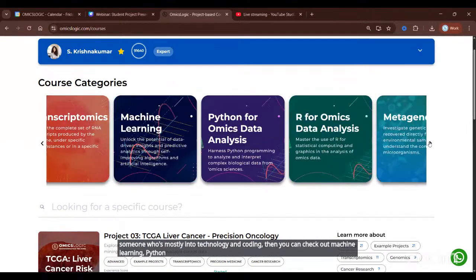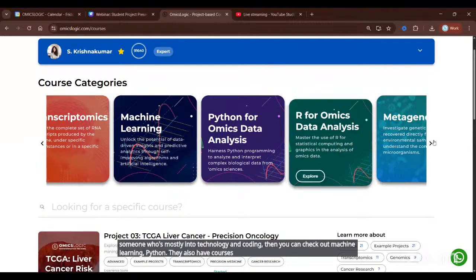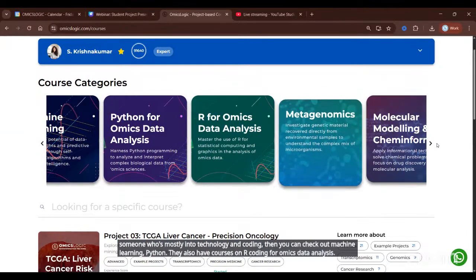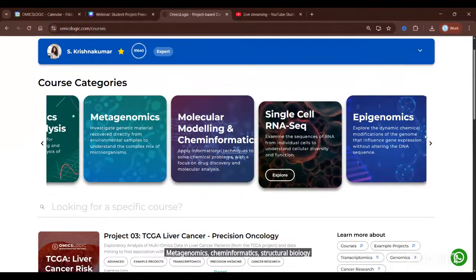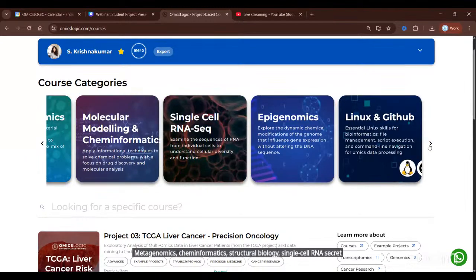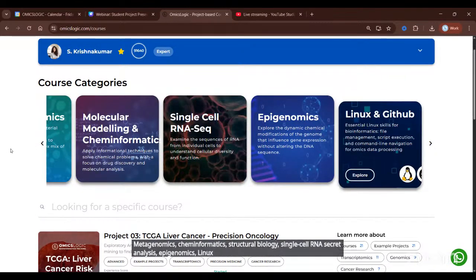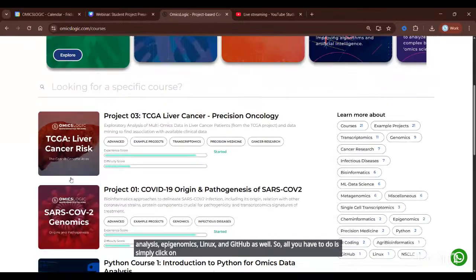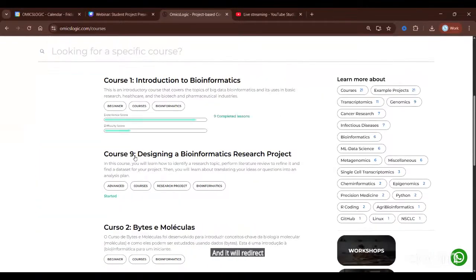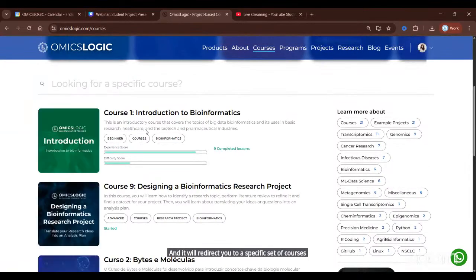We also have courses on R coding for omics data analysis, metagenomics, cheminformatics, structural biology, single cell RNA-seq data analysis, epigenomics, Linux, and GitHub as well. So all you have to do is simply click on the Explore button and it will redirect you to a specific set of courses that you can check out as well.